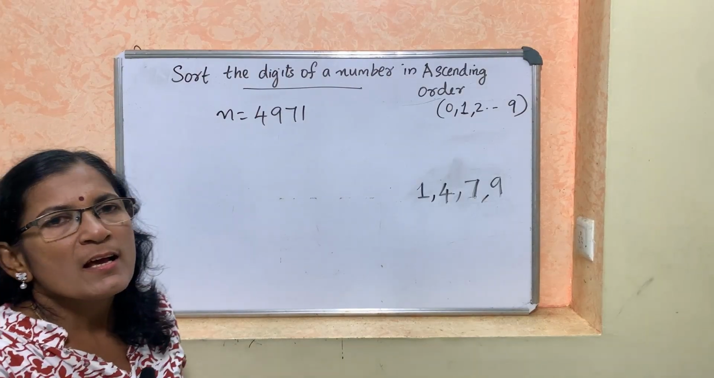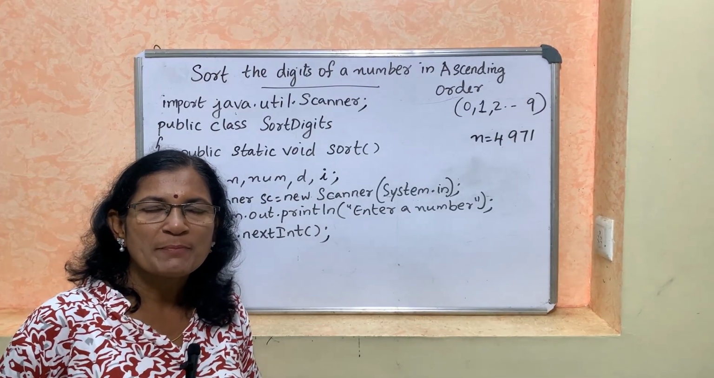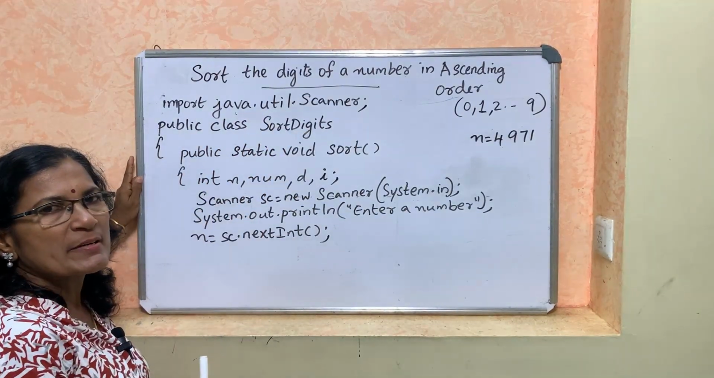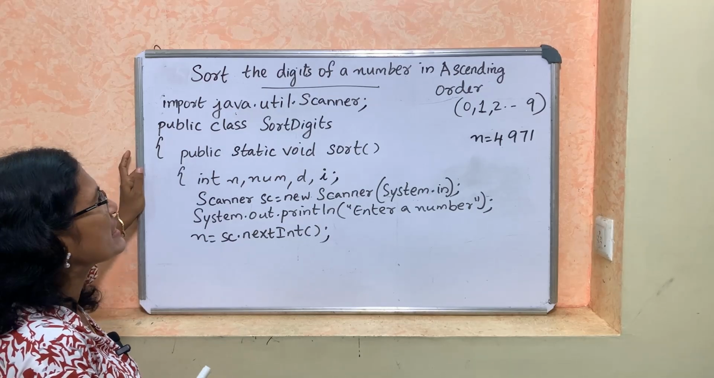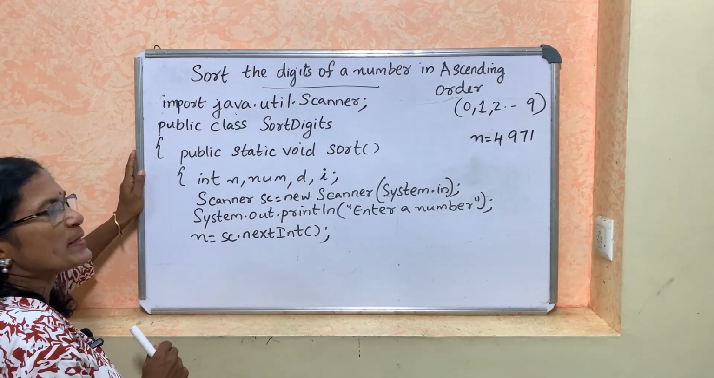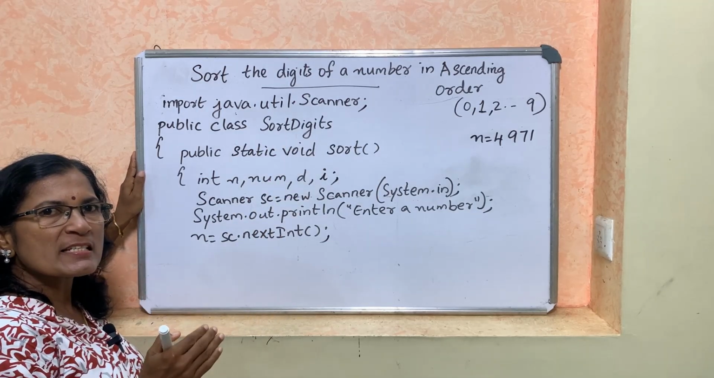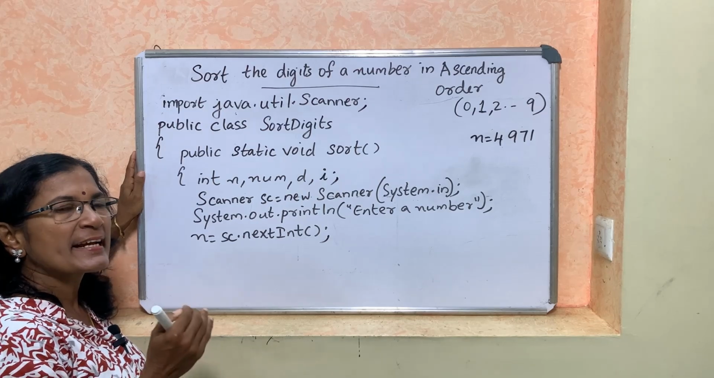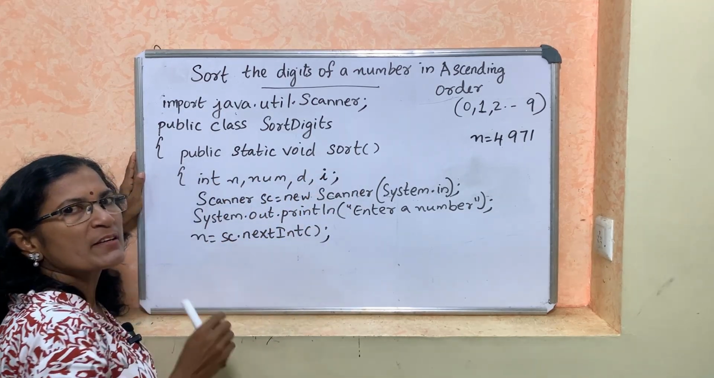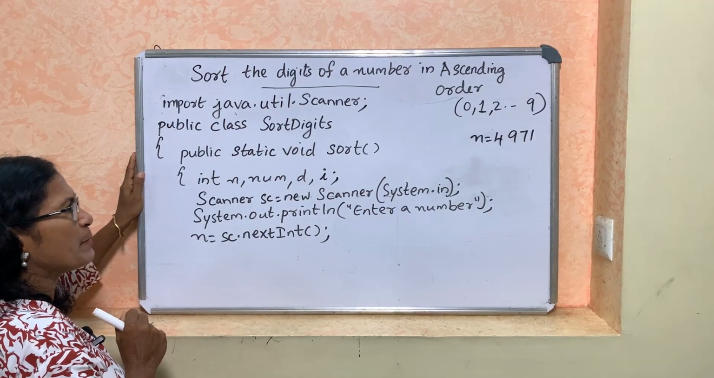Now let's see how to convert this logic into a Java program. As we have to accept the input from the user, the import java.util.Scanner statement is used. We have to use the Scanner class in our program. Public class SortDigits. Class is opened. A meaningful name is given to the class as SortDigits. Executable statements of Java should be written inside a method. So a method is opened, public static void sort. A meaningful name is given as sort. We are going to rearrange the digits of the number.